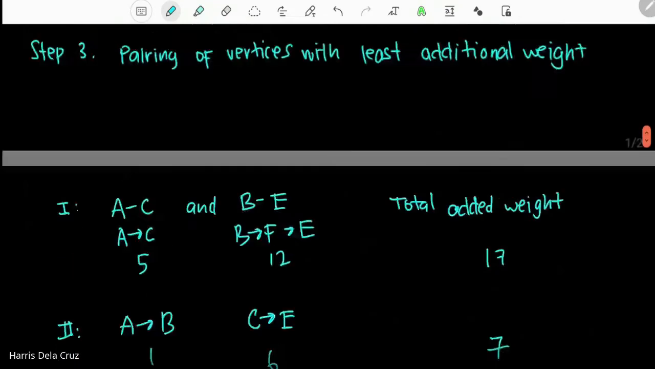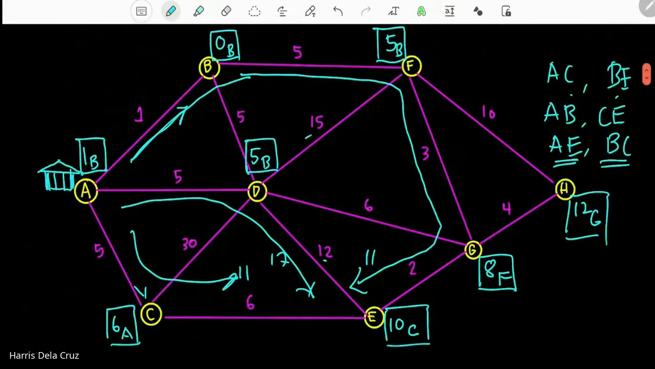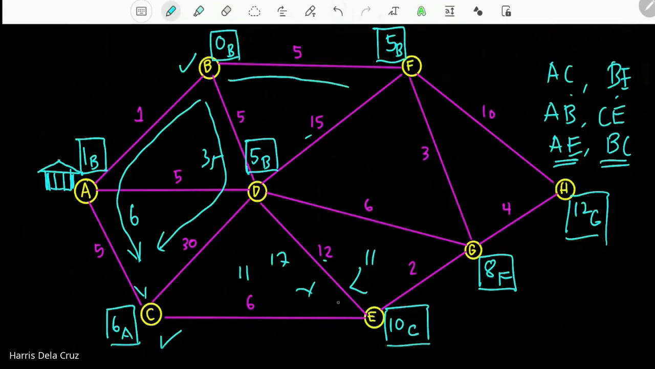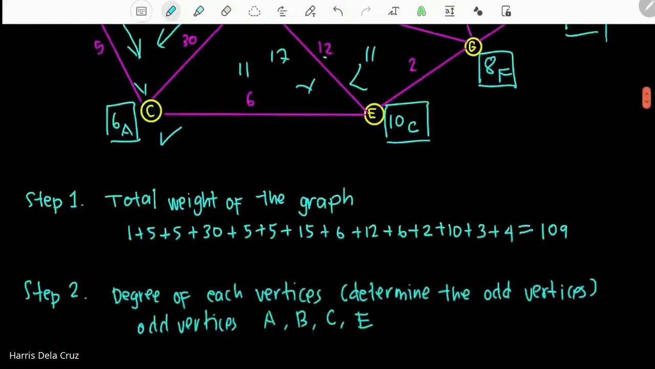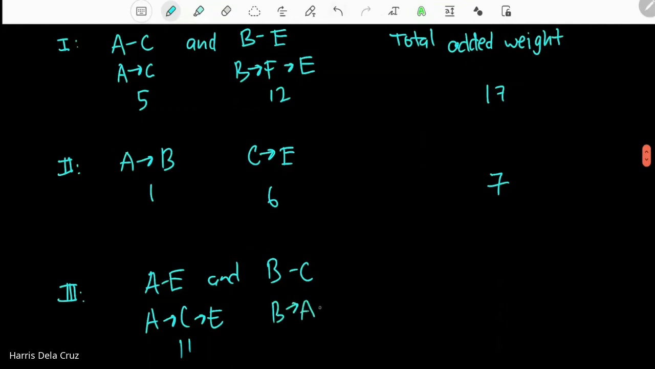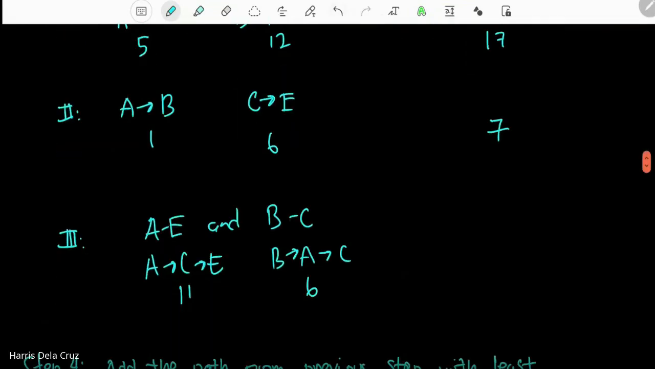How about BC? What's the shortest path from B to C? B is here and then C is here. So I can go this way, that's 6, or I can go this way, that's obviously longer because that's 35. Or I can go here, but that will be significantly longer than 1 plus 5, which is 6. So by inspection, we can conclude that the shortest path from B to C is BAC of length 6. So B to A and then A to C. That has length 6. So total is 17.